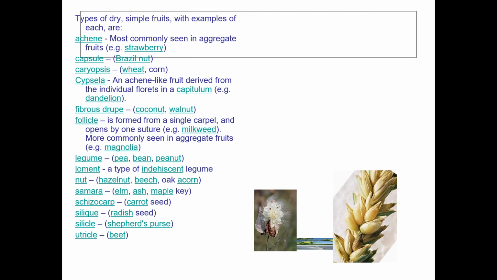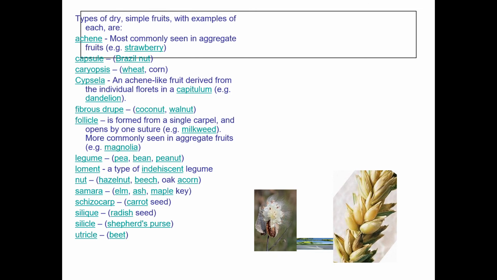You have other types of fruits, those that we commonly think of as fruits, but there are some others which perhaps are not as common, like silique, which is shepherd's purse, and utricle, which is the reproductive structure of a beet, for instance. Samara, those are the maple trees, the little helicopter whirligigs that fall off maple trees.